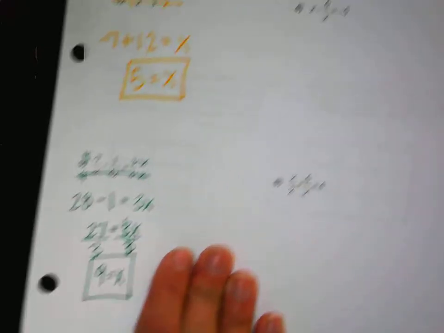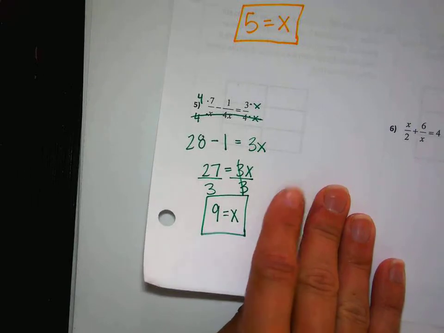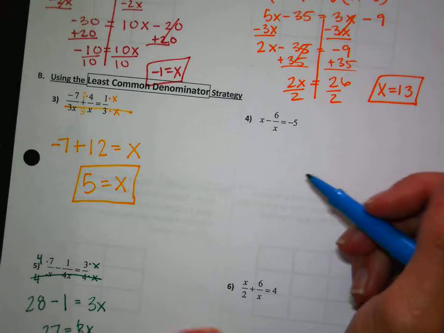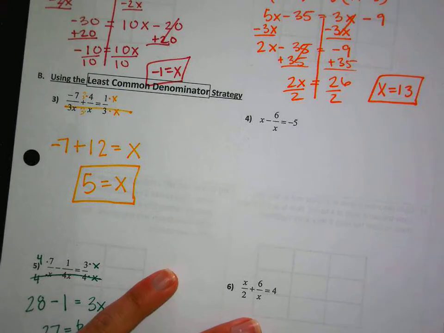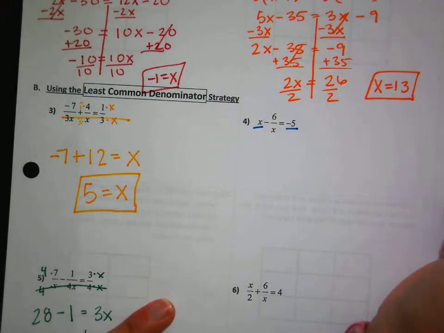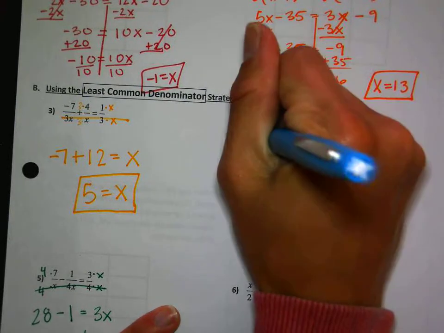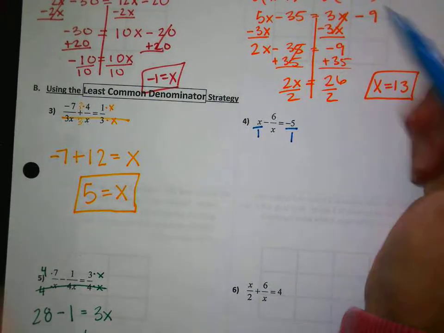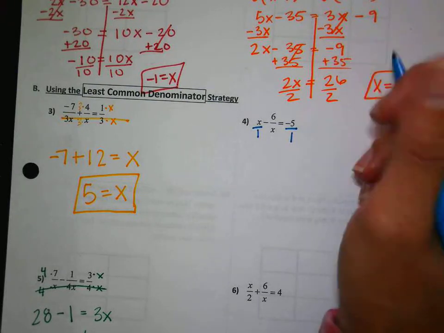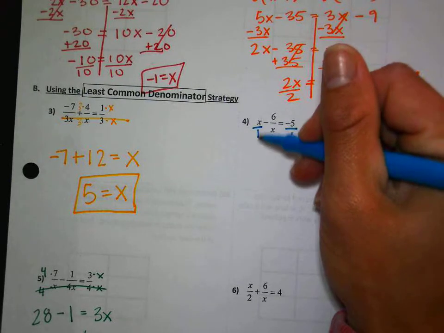Alright. Are we all good on those two? Go number 4. So number 4 is a little different. First of all, some of these are not in fraction form, which might confuse you. So if I were to put them in fractions, what would the denominator be? A 1. So what do I want to make this denominator? I want them all to be x.